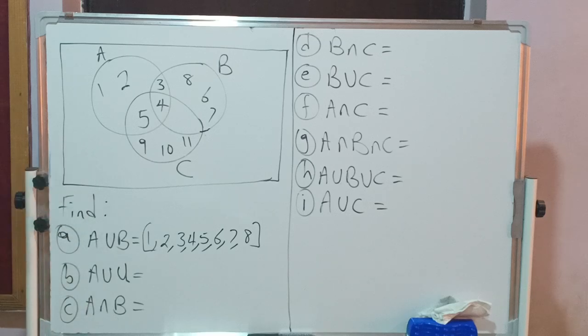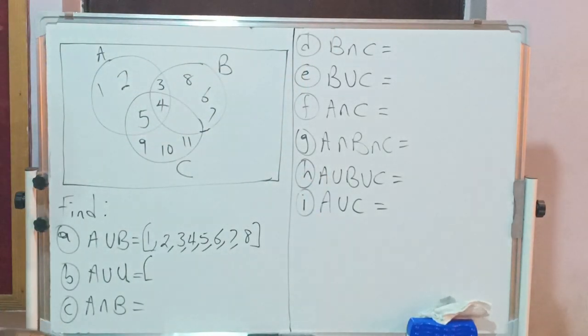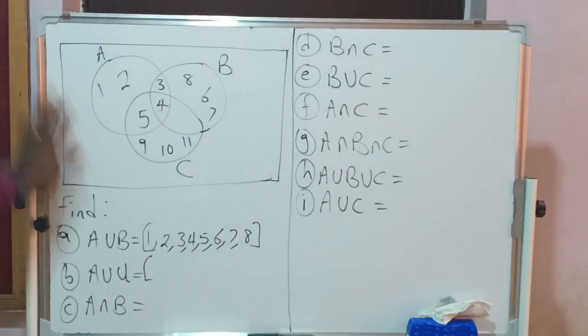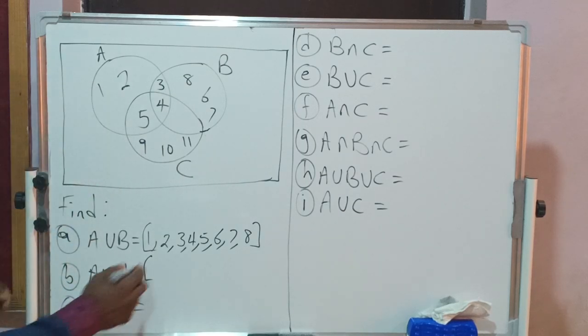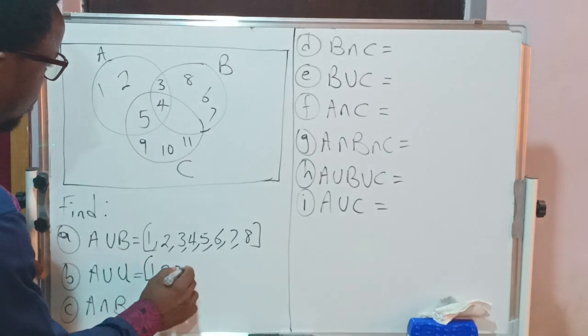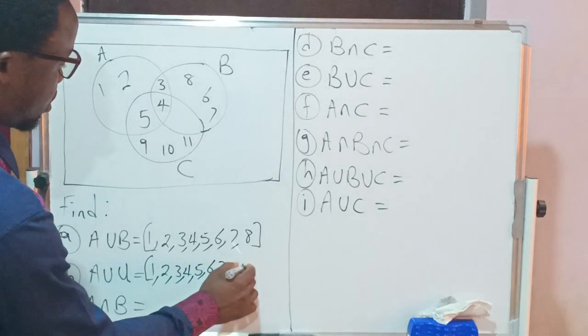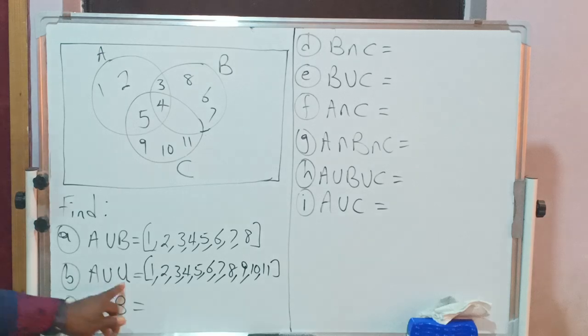Very simple. So the second one says A union the universal set. Now the universal set is the mother set from which all other subsets derive, and it has all the elements in the subsets. So what makes up A union universal set is all the elements in all the sets. So here we are going to have 1, 2, 3, 4, 5, 6, 7, 8, 9, 10, 11. And this is the answer to A union universal set.